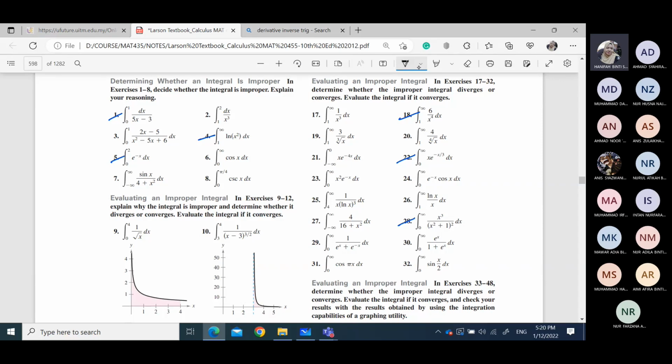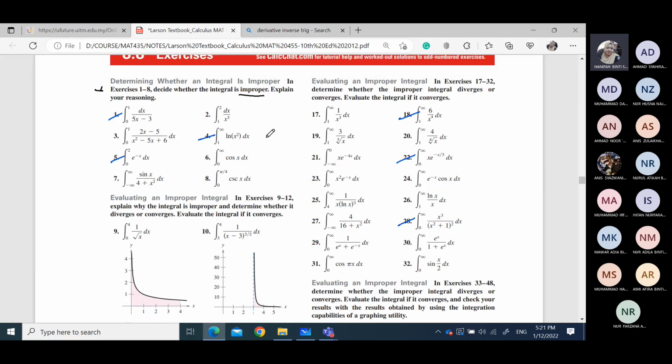Alright, so now this question asks you to decide whether the integral is improper. So explain your reasoning. Okay, so now question 1 to 8, you just decide whether the integral is improper or not. Okay, so you kena tahulah keadaan bila dia improper, bila dia tak improper. Alright, so my question here is how to determine whether the integral is improper or not improper. Bila keadaan dia improper? When?